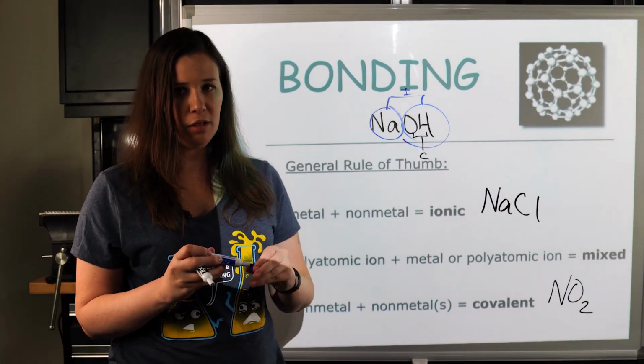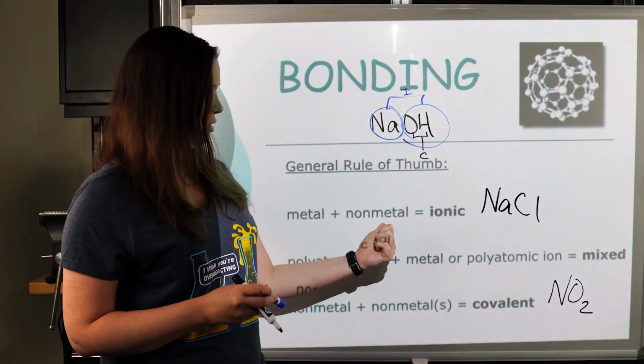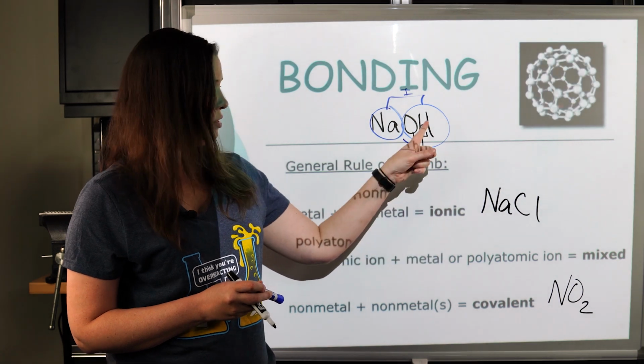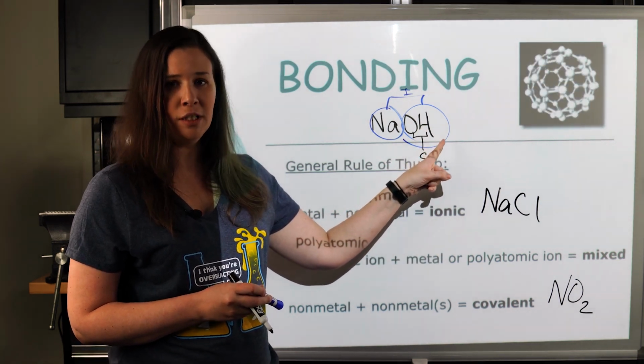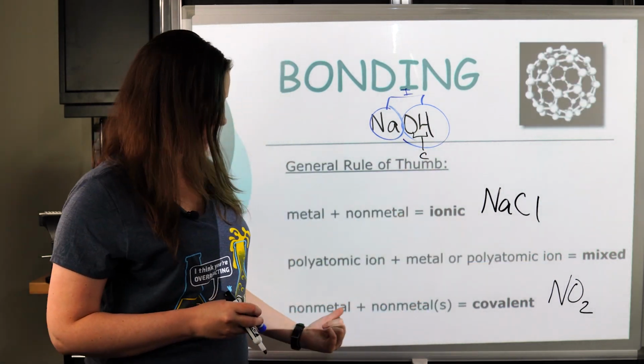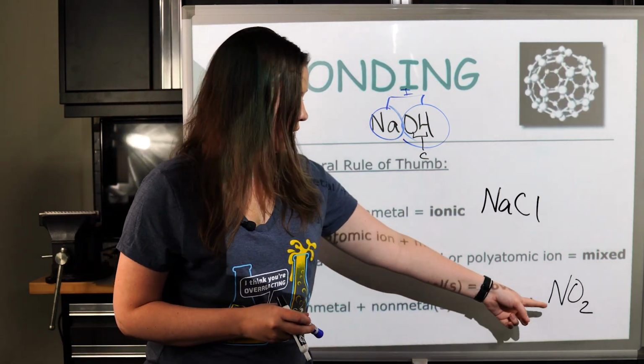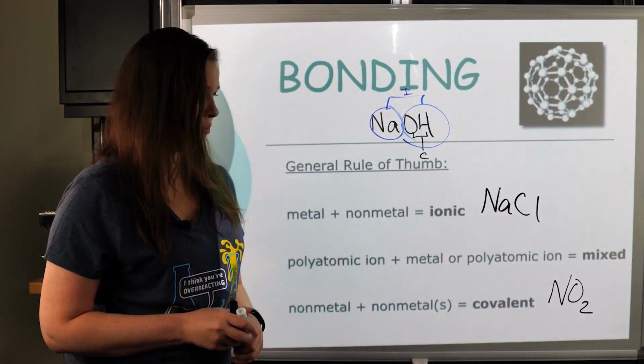So you need to be able to tell them apart. If you see a metal and a nonmetal, it's ionic. If you see a polyatomic ion involved at all, it probably has both. And then if it's all nonmetals, then we have our covalent bond.